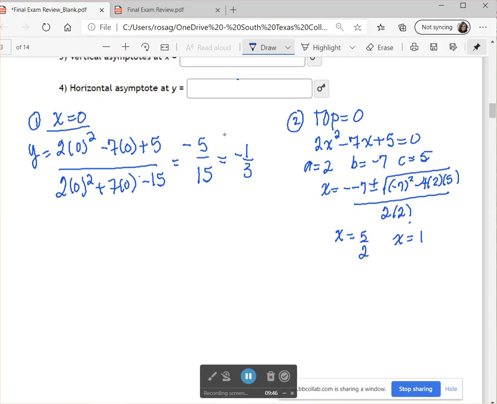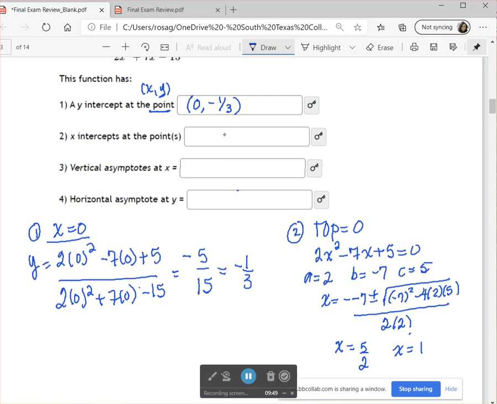So I got those two answers. And once again, here they want points, so it's an x and a y. So you would write 5/2, comma 0, and then for the next point, 1, comma 0.